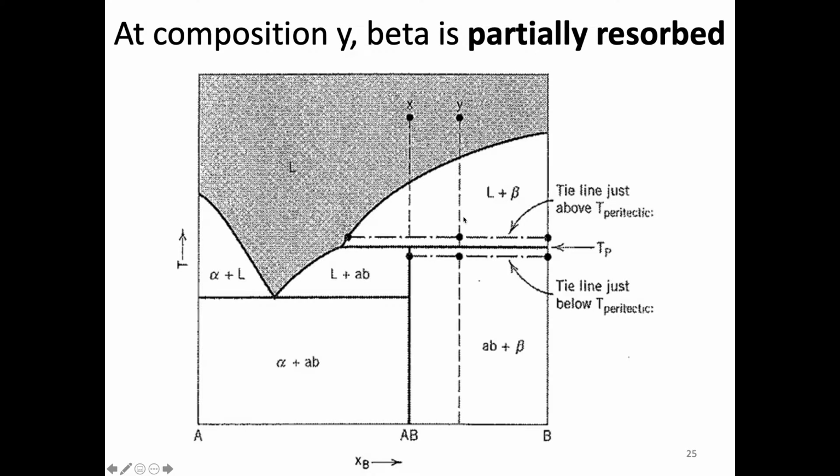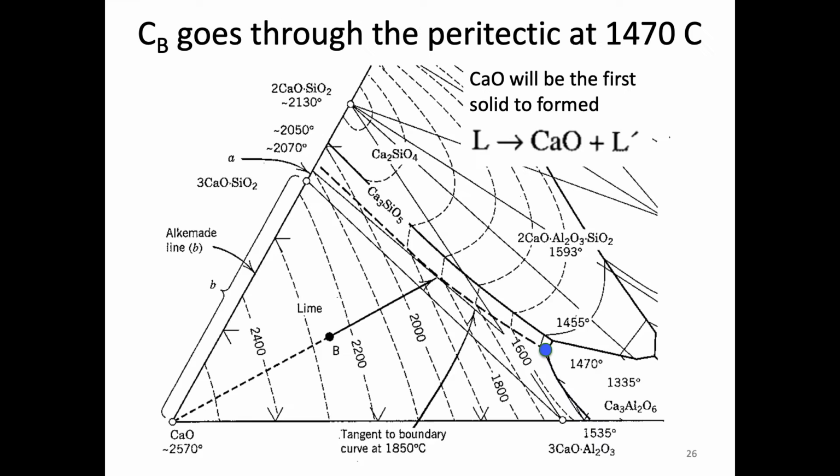But at this point, we have some beta left over. So if we're at this composition, we see that we have AB plus some beta. So beta is consumed, but not completely. And so that's where we get the partial or partially resorbed terminology here. So this is what we're going to look at, and this is what we're going to look at in a ternary system now, because this is sort of the last component we haven't talked about.